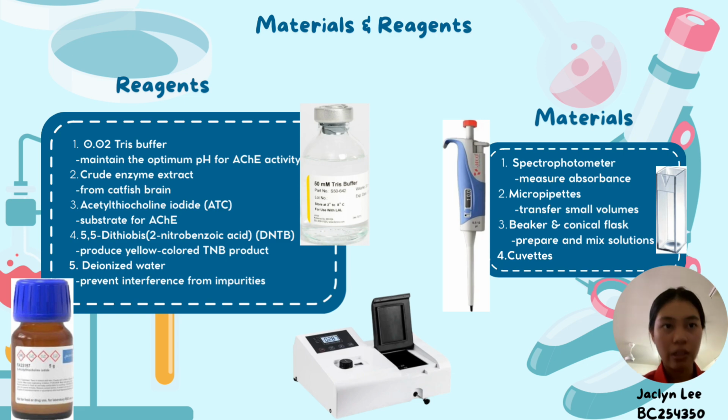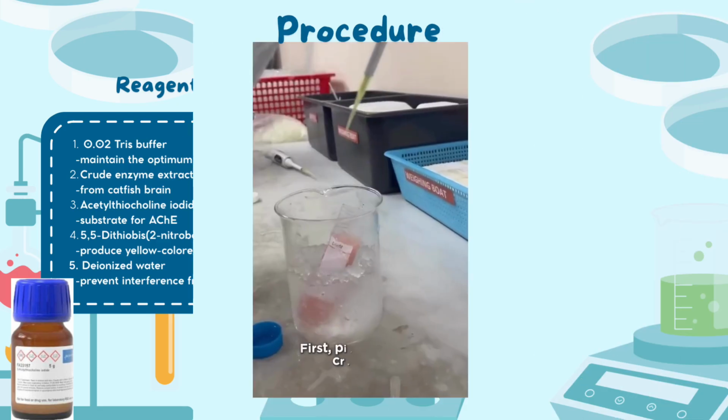Now, as for the materials, a spectrophotometer is used to measure the absorbance of the yellow colored product, and this absorbance value is then used to calculate the enzyme activity. Micropipettes are also used to accurately transfer small volumes of reagents and samples. Beakers and conical flasks are used for preparing and mixing the solutions. And finally, we have cuvettes, which are used to hold the reaction mixture during the absorbance measurement.